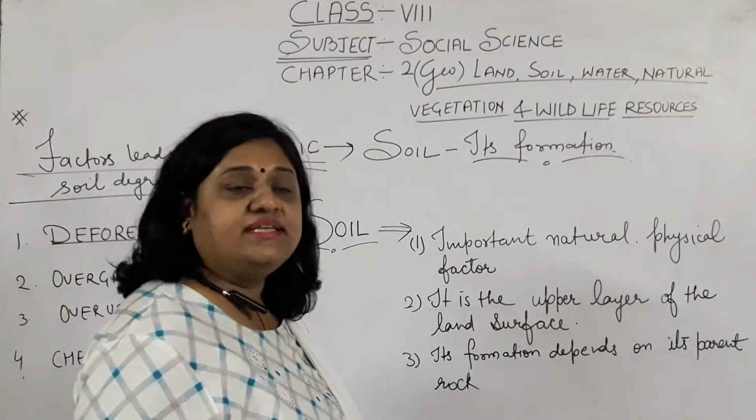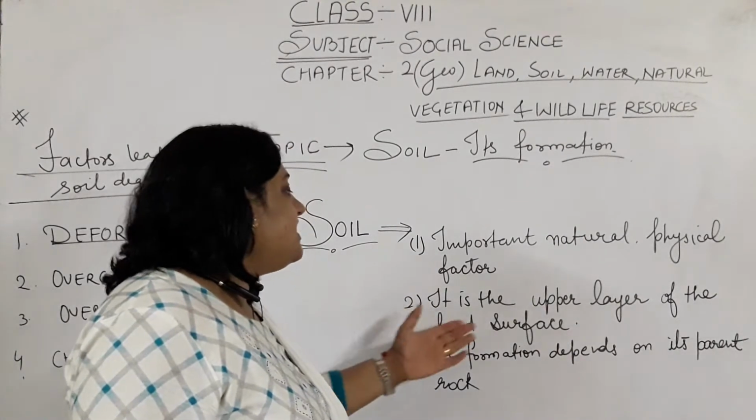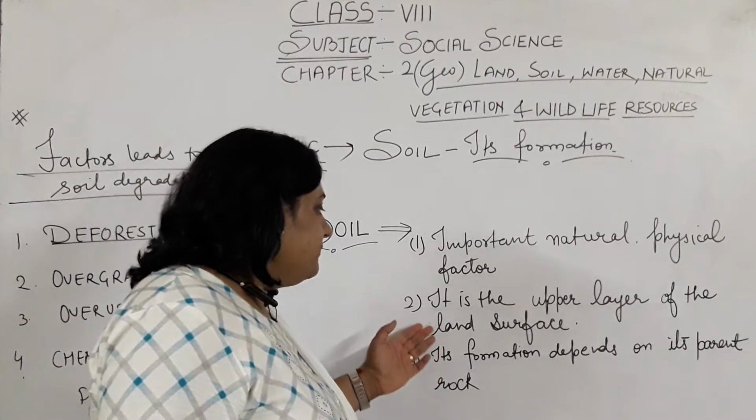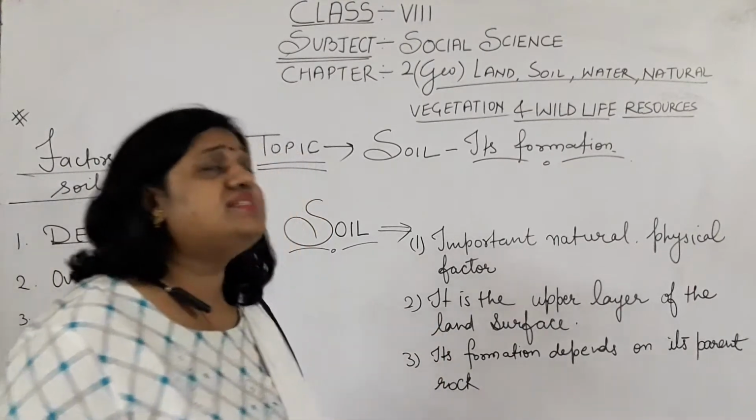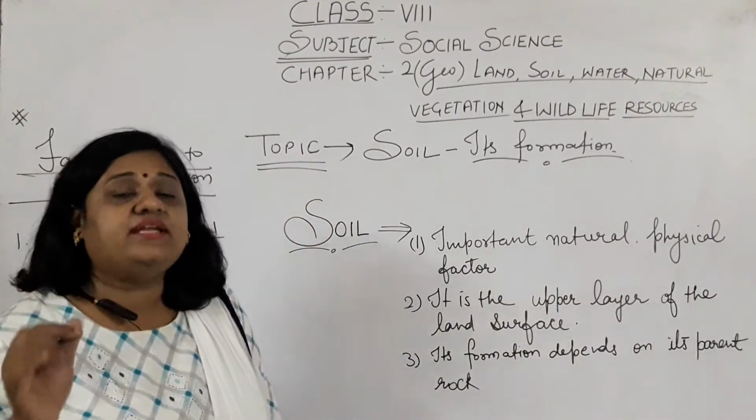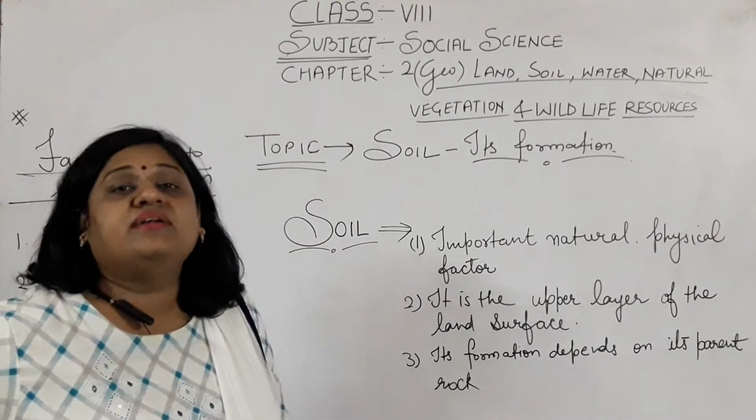Because crops grow in the soil. Second one, it is the upper layer of the soil, that of the land surface. Soil is the upper layer. It is the finest layer of the upper surface of the crust.